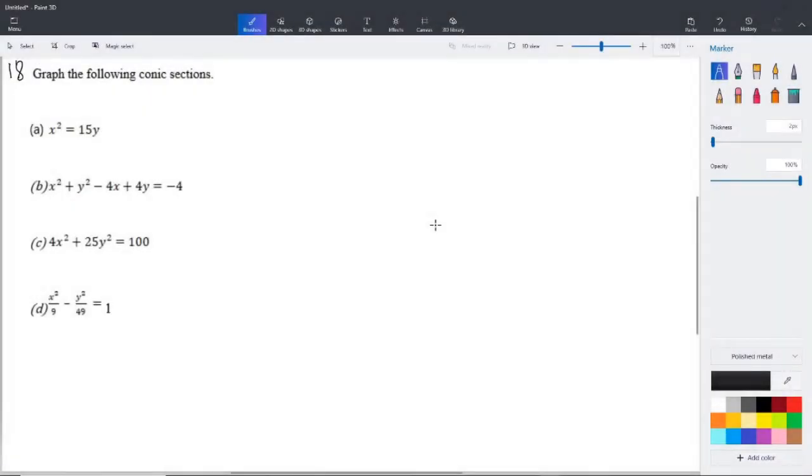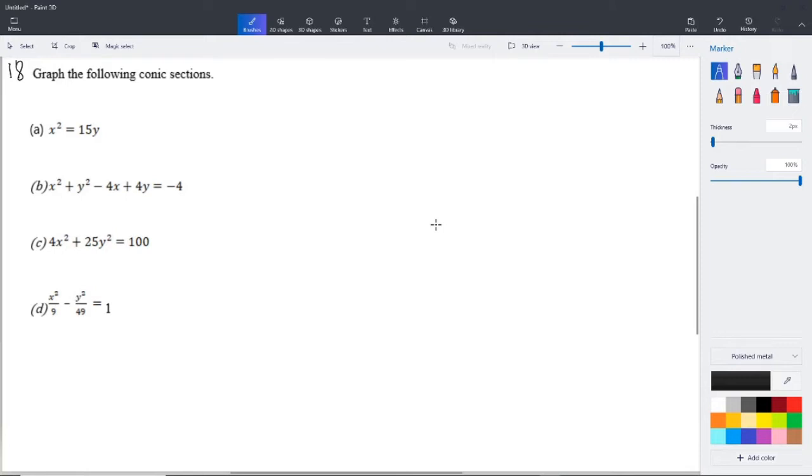Number 18 from the review packet, graph the following conic sections. Now, unfortunately, this semester we did not have time to get to the graphing of conic sections, but what we can do is focus in on what the shapes of these are. Some of them we already know. Well, okay, one of them we already know.